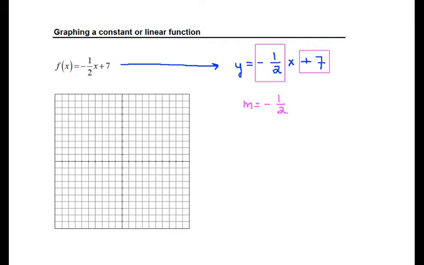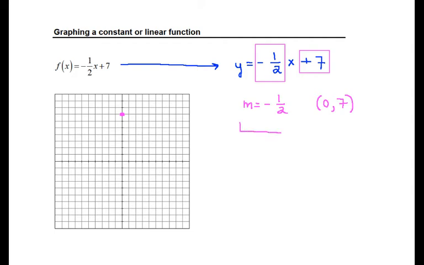So that tells me that I'm going to pass through the point 0, 7. I'm going to start at the y-intercept. 0, 7 is here on the y-axis. Always start at a known point because the slope is relative. We can draw the slope relative to that point.